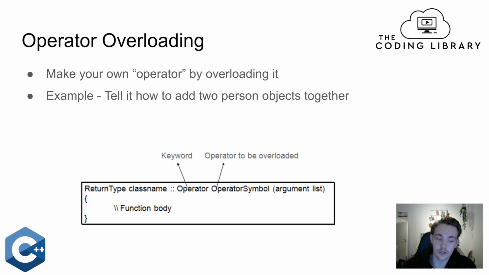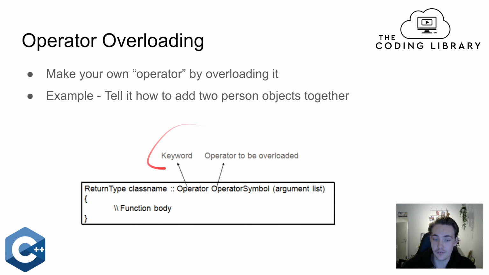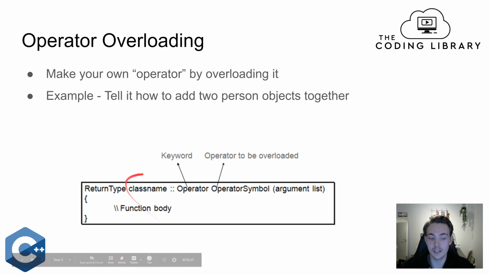So then we can go into our code and actually overload our operator. In this case, we will have a class here, and then we have a keyword for the operator. And then we have the operator symbol, which is the operator that we want to overload. So let's say we want to add these two person objects together, then the class name would be person, and then the operator would be the plus sign, and then the argument list could be another person, and then we can tell the program in the function body how to add these two persons together.